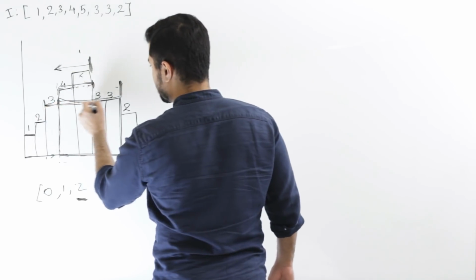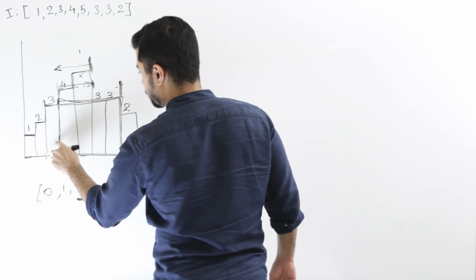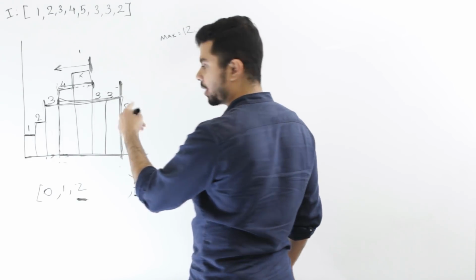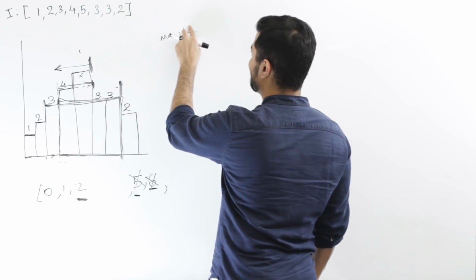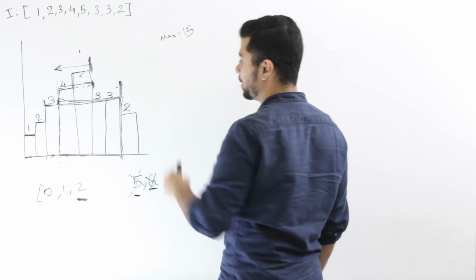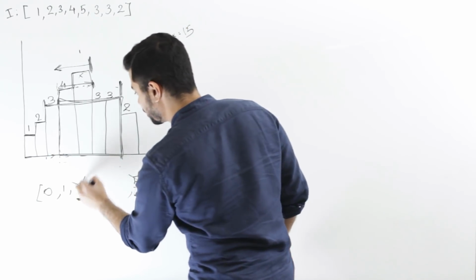And I say, okay, what is the area over here? So this is 1, 2, 3, 4, 5. 5 times 3 is 15. So the max will be 15 now, right? And I'm done with this guy.